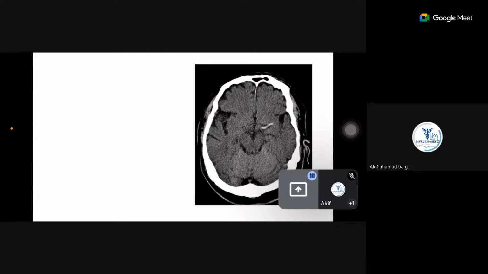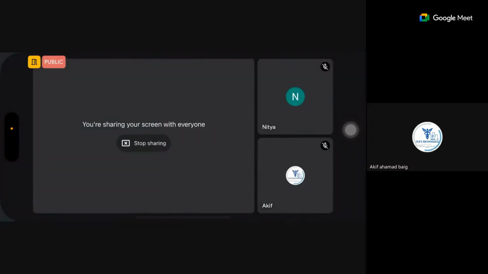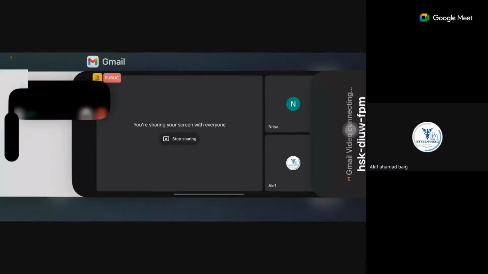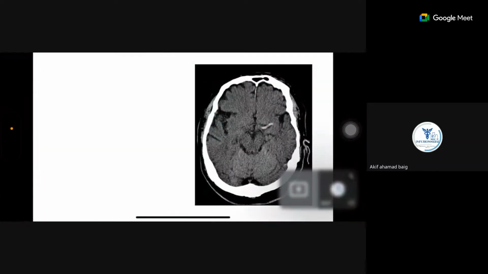Can you all identify what sequence this is? What image is this? What sort of modality of imaging is this? Anyone volunteering? Try making mistakes. That's okay.